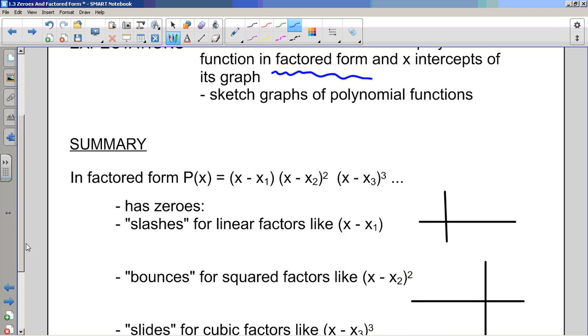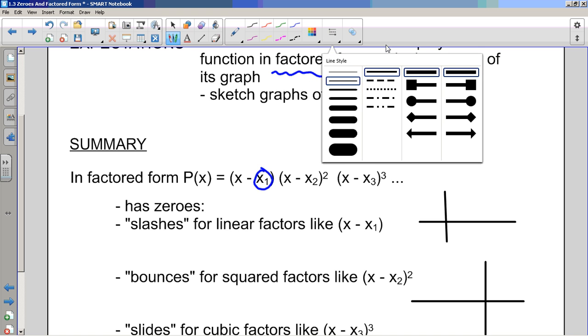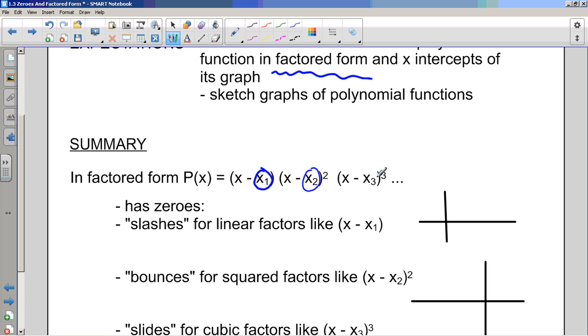So in factored form, we have a polynomial where it's x minus a number. Don't get too caught up in the notation here. The x1 and x2 and x3 are all numbers like 1 and 7 and -3 and that sort of thing. So first of all, it has zeros at x equals x1, x equals x2. These are all zeros, spots that we can put dots on the x-axis. For instance, we know that it has a zero at x1, so we'd put a dot there.